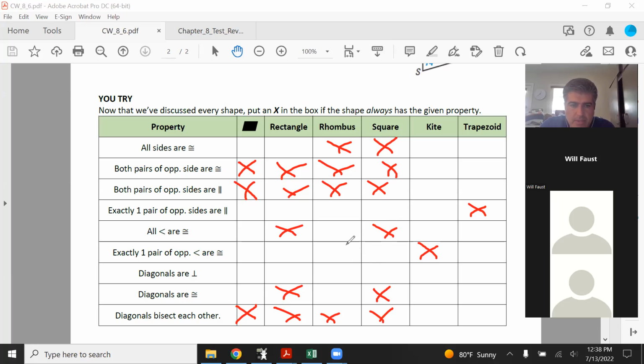And then this row, diagonals are perpendicular. That's true for a rhombus, and whatever is true for a rhombus is also true for a square. And that's also true for a kite. And then there were some other things I mentioned, that these two here would only be true for an isosceles trapezoid. And then only one diagonal is bisected for a kite.